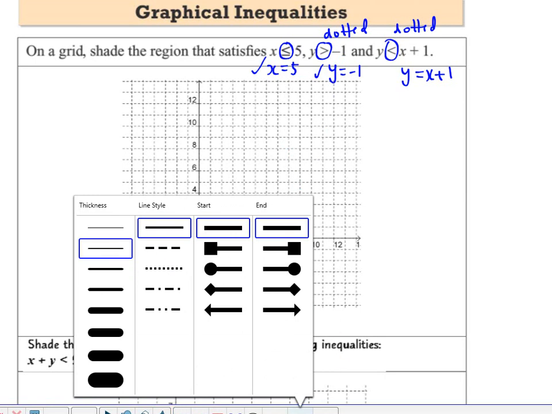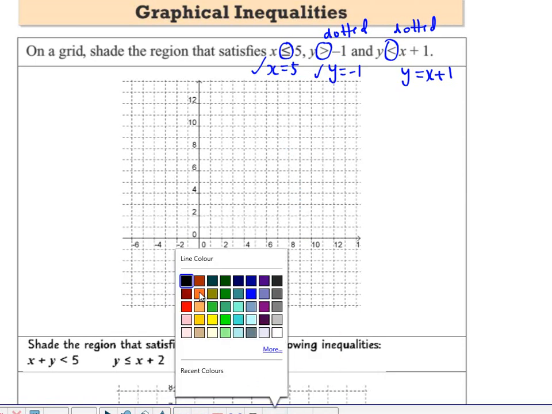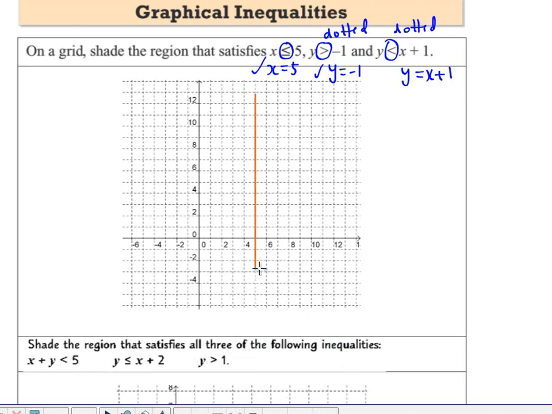And x equals... So let me get the right color. x equals 5 is this line here. Can you see that? So that's x equals 5. That's x equals 4. That's x equals 6. So that is x equals 5. So write down here x equals 5. Make sure that you know.